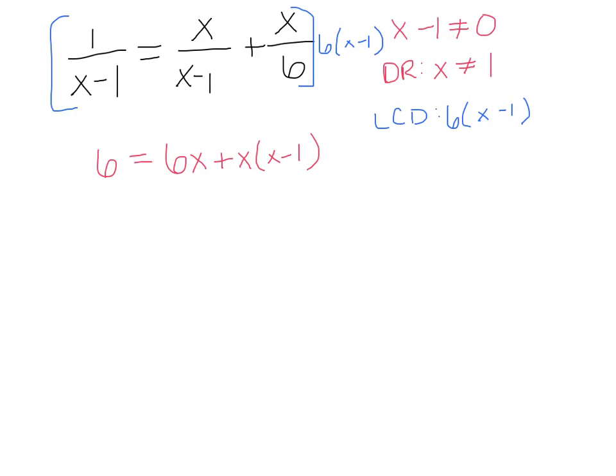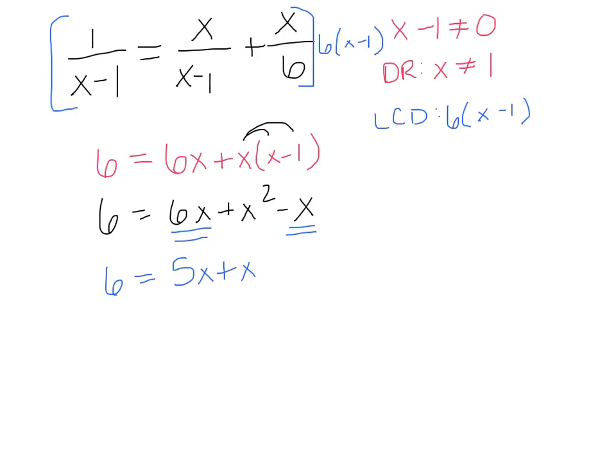So now let's do a little bit of math and let's simplify what we can. 6 equals 6x plus x squared minus x. Aha! I'm going to have a quadratic, so I am definitely going to need to get equal 0 on this one. First I'm going to combine like terms though. So I have 6 equals, let's see, 5x plus x squared. Now I need equal 0, so I'm going to move the 6. I'm going to subtract 6 from both sides. So I end up with 0 equals x squared plus 5x minus 6.